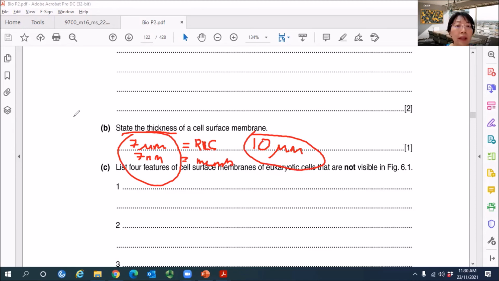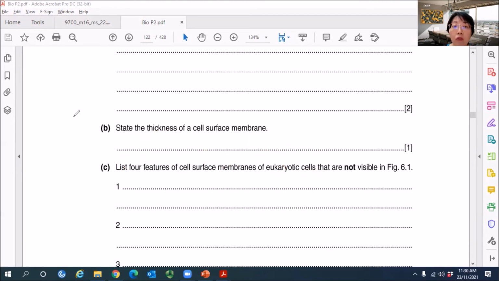Okay, so let's move on. These are all very basic, but can you see that you really need to memorize? Because it can be asked in the exam.